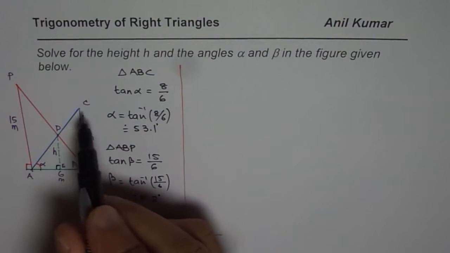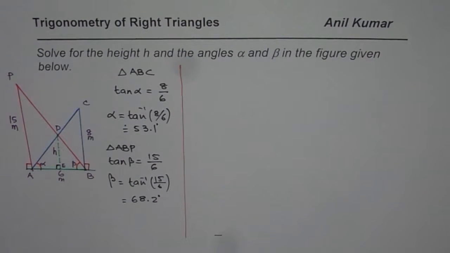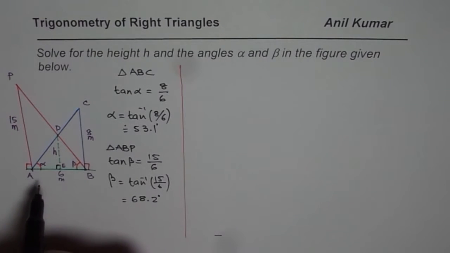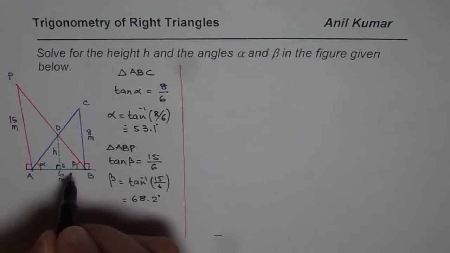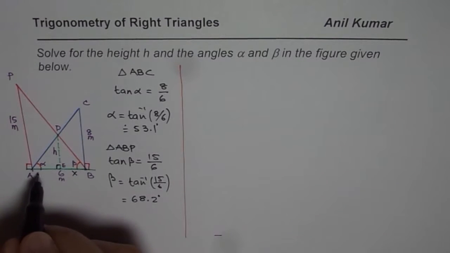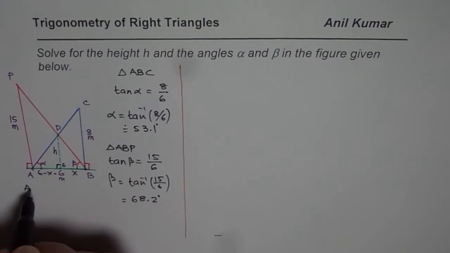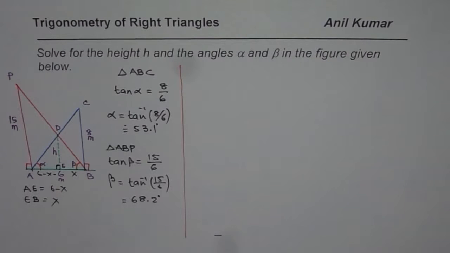Similarly, the ratio of the sides for ACB and ADE should be in fixed proportion. So that should help us to find the height h. So we can use similar triangles to find h. For that, let us assume that AEB total is 6, right? If I say EB is x, then this distance AE will be 6 minus x. Do you get the idea? They total to 6, correct?